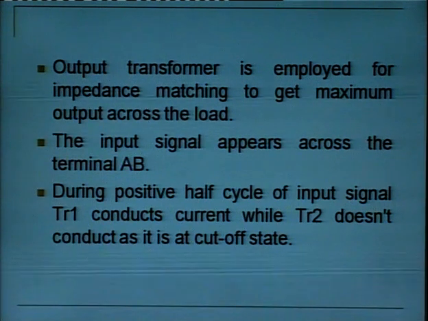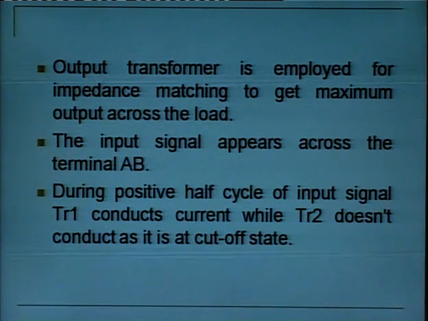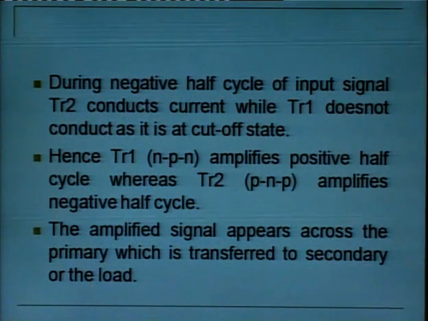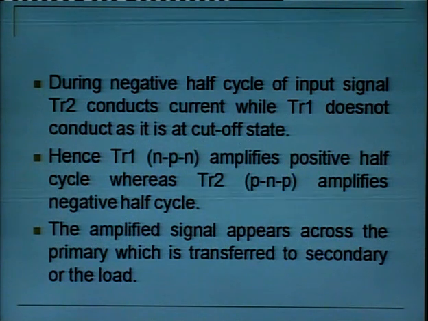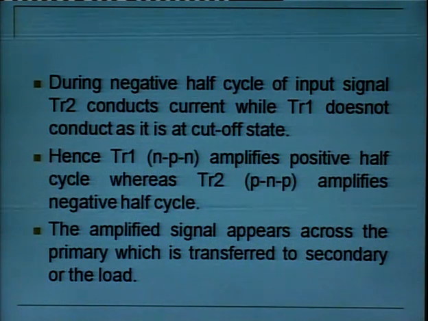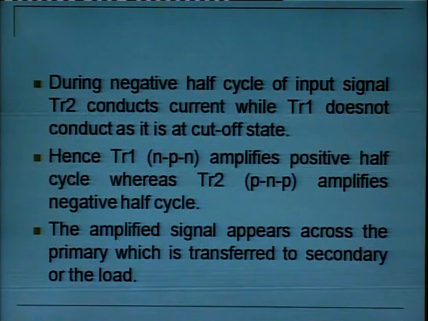The input signal appears across the terminals AB. During the positive half cycle of the input signal, transistor T1 conducts while T2 does not, as we have discussed in the push-pull amplifier. The same principle is followed here, but the only difference is that the two transistors are complementary. During the negative half cycle of the input signal, transistor T2 conducts and T1 does not conduct. It is in the cutoff stage. Hence, transistor T1, the NPN, amplifies the positive half cycle and transistor T2, that is PNP, amplifies the negative half cycle. The amplified signal appears across the primary, which is transferred to the secondary or the load.